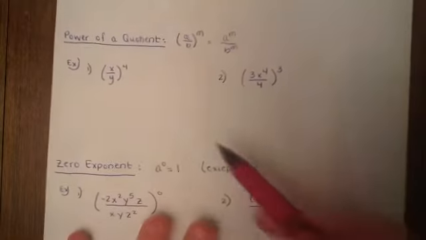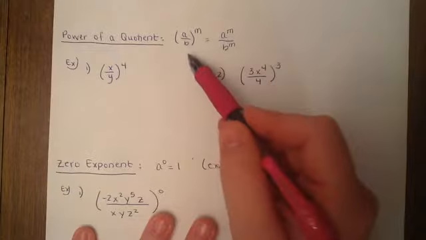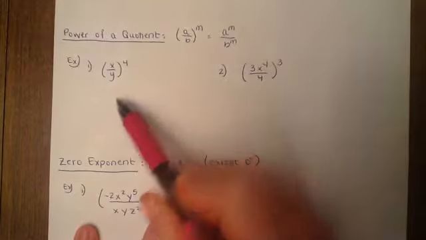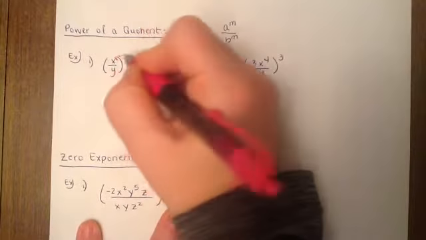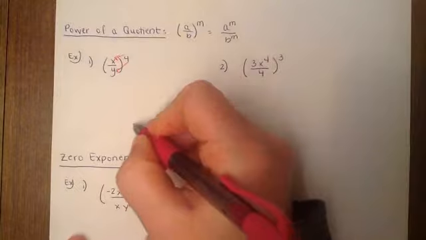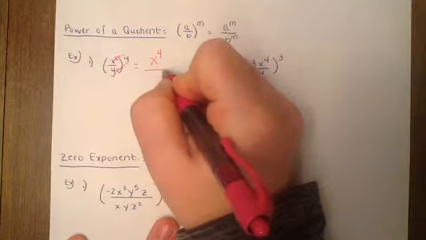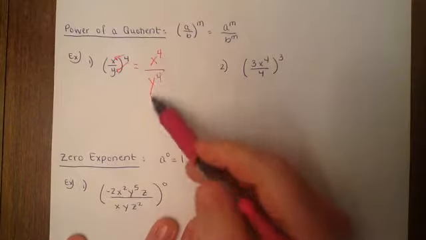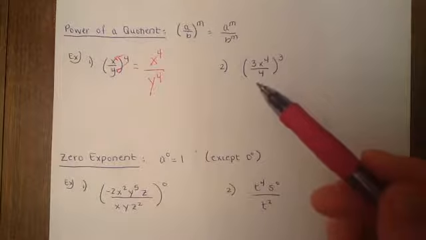Nice job. The next one is power of a quotient. And that means each piece inside is going to get the exponent. So if it's a divided by b to the m power, each piece gets that exponent. So if I do that here, the x is going to get the exponent, and the y is going to get the exponent. So this will be x to the fourth all over y to the fourth. These are not the same base, so I cannot simplify or cancel any exponents. Nice job.